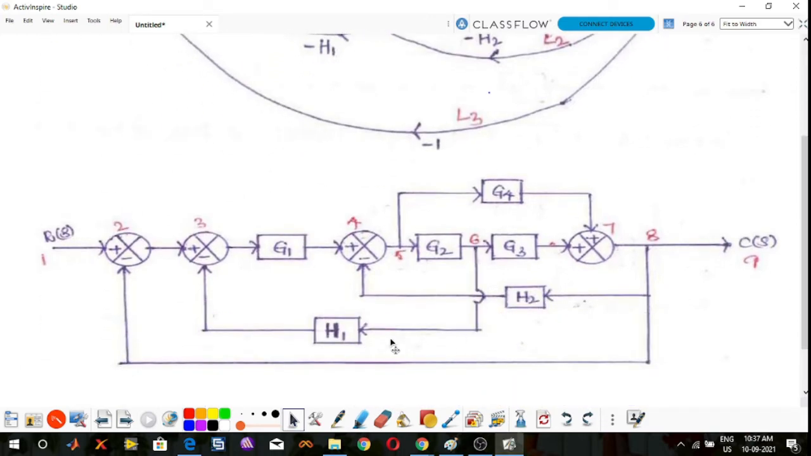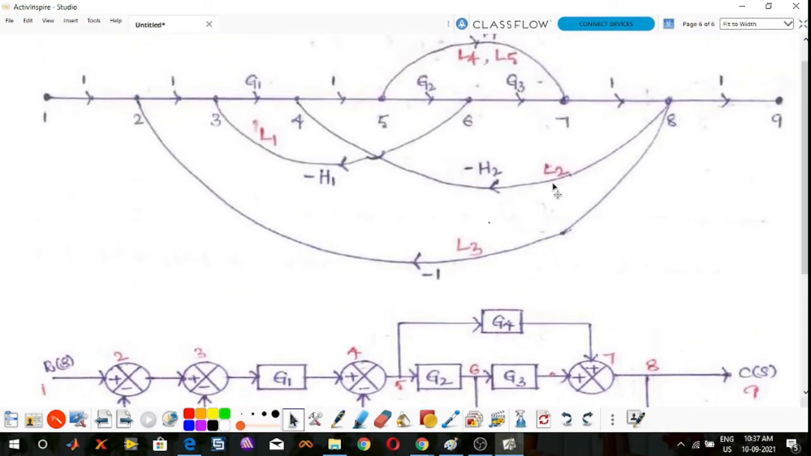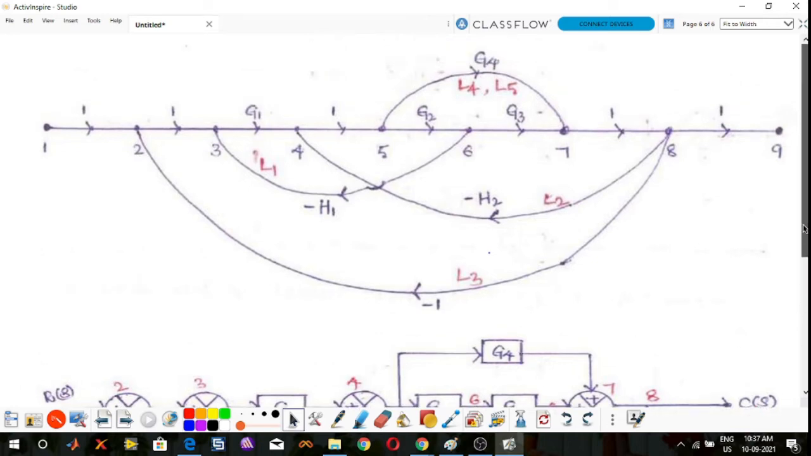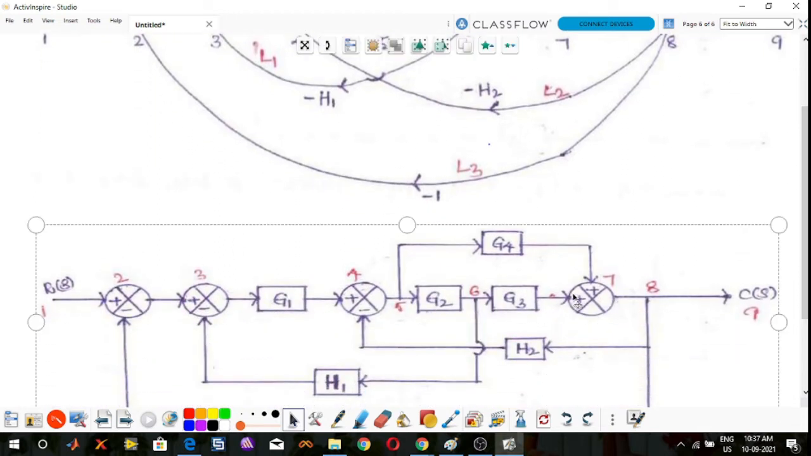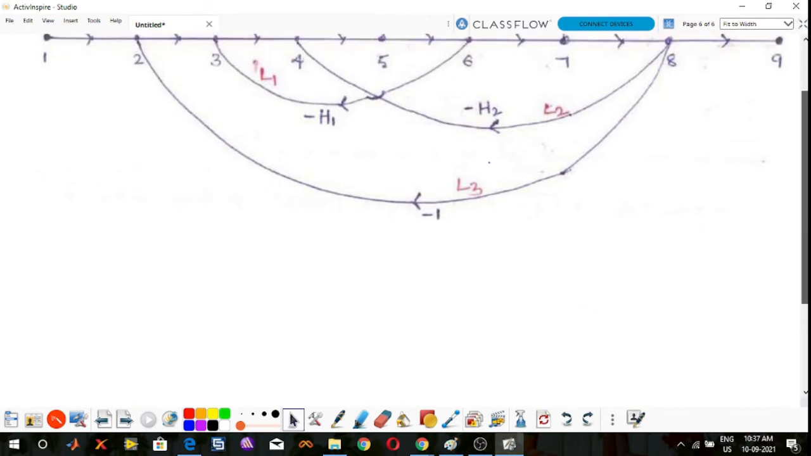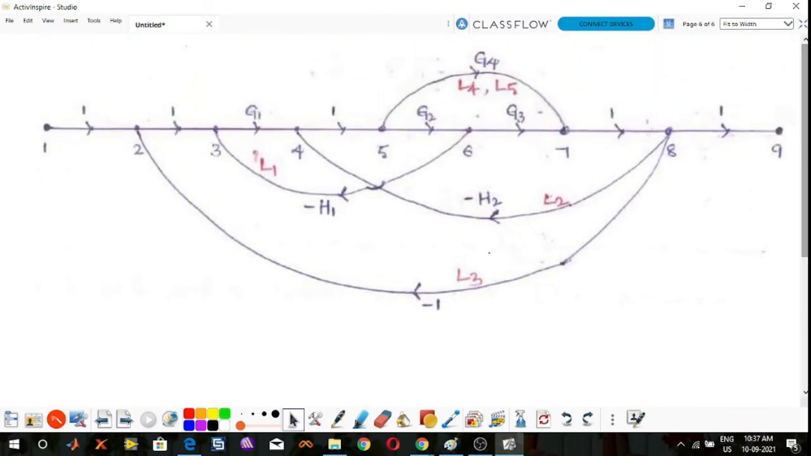Node 6 to node 3, the negative feedback is minus H1. And node 5 to node 7, the gain is G4. So this is the conversion of the given block diagram into the signal flow graph.